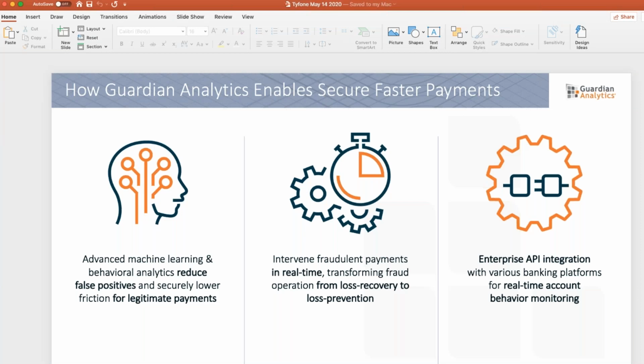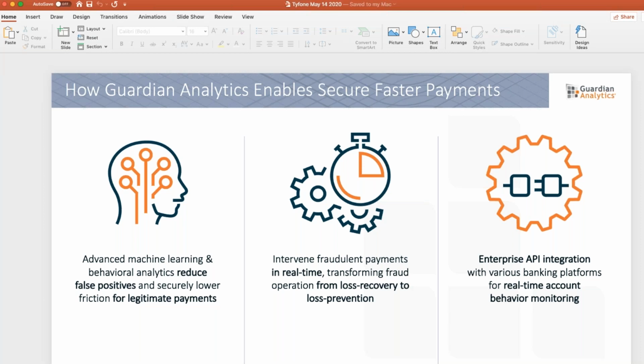So how does Guardian Analytics enable secure fast payments? How do we support our customers? We have advanced machine learning and behavioral analytics that significantly reduce the false positives. So our customers' fraud operation teams can focus on the high-risk alerts that are more valuable to them. And that's also supporting security while lowering the friction for legitimate payments.